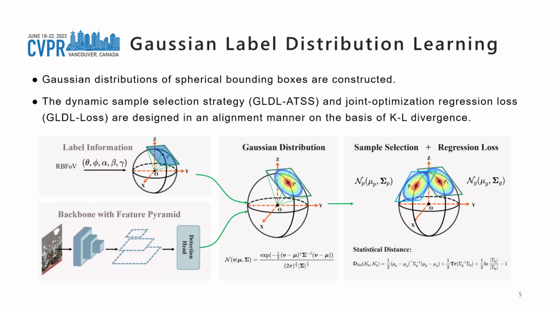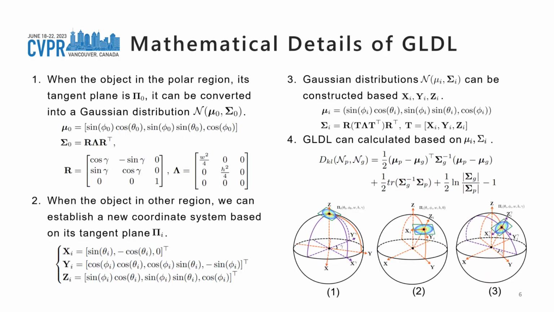To address these problems, we propose a simple but effective solution based on Gaussian label distribution learning. Specifically, we convert spherical bounding boxes into Gaussian distributions and design a dynamic sample selection strategy, GLDL-ATSS, and a joint optimization regression loss, GLDL loss, in an alignment manner on the basis of KL divergence. Having discussed the overall approach, let's now delve into the finer details of our method and explore how it works.